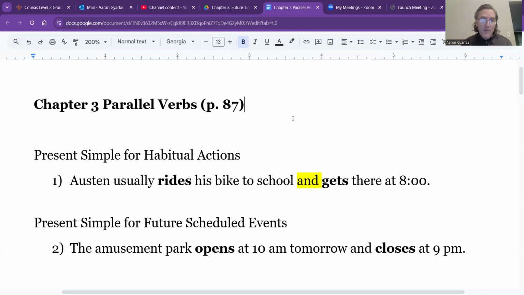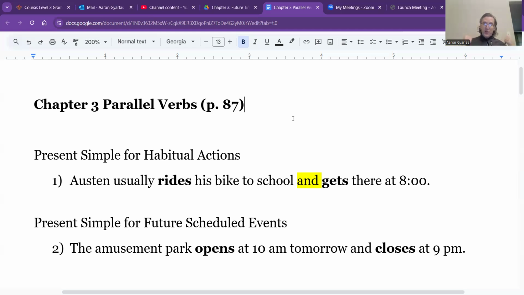So in example number one, if I'm talking about habits and routines, I use present simple for habitual actions. Austin usually rides his bike to school and gets there at 8 o'clock. Since I'm using present simple and my subject is a boy's name, Austin, that's third person singular he, I add an S, rides. My next verb is get. It will also need an S. Gets. Rides and gets. Parallel. Same. Matching.